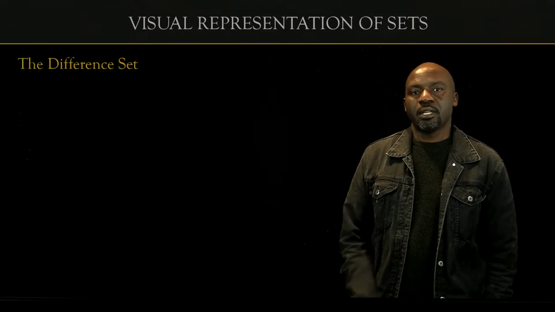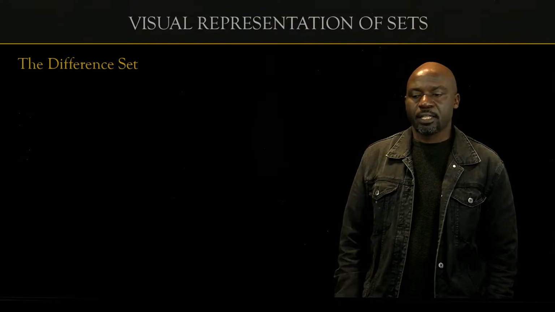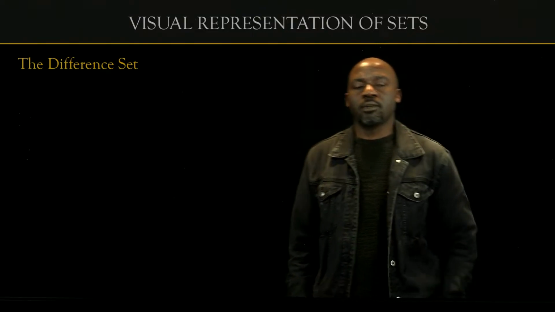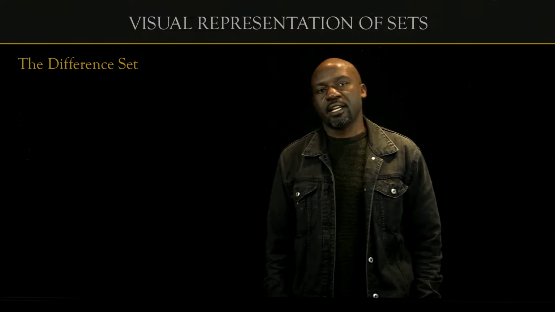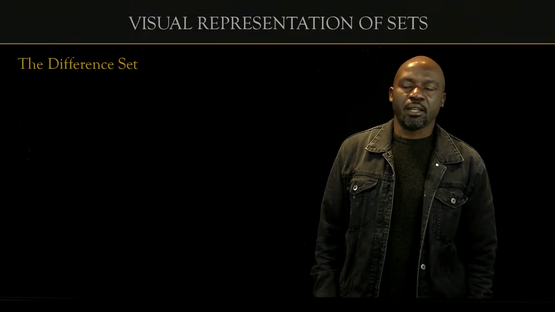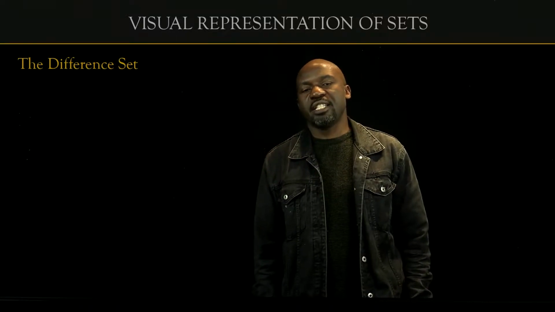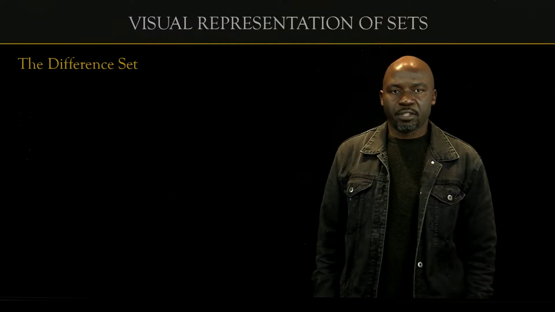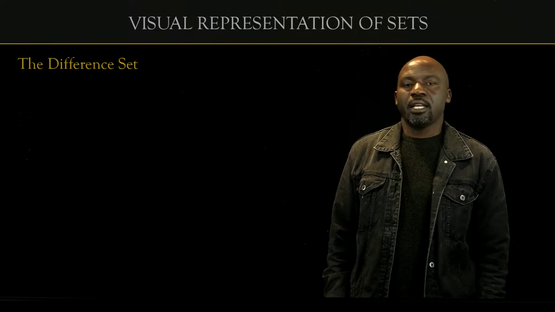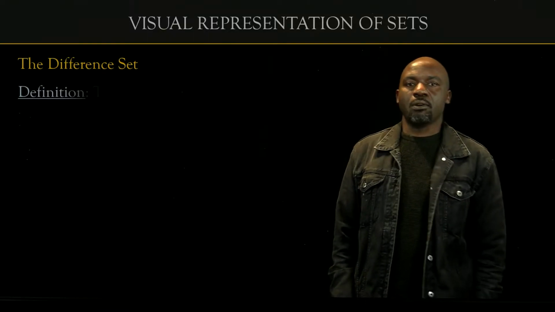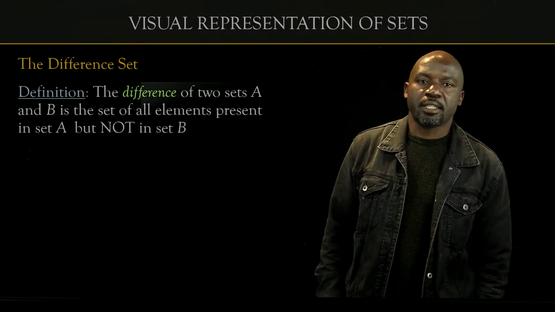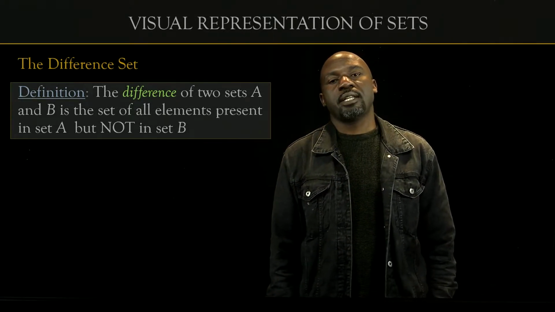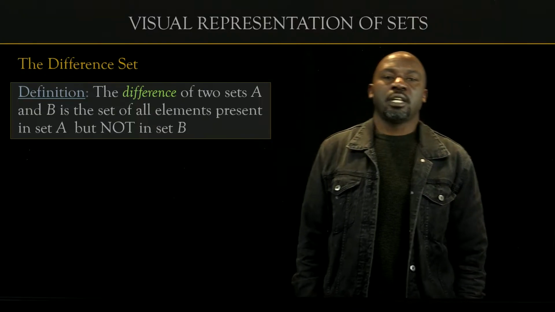Next, let's look at the difference of sets. Okay, this can sometimes confuse students. So what do we mean by the difference of sets? We can have the difference of set A and B, or the difference of set B and A. The difference of set A and B means A minus B, and the difference of set B and A is B minus A. So by definition, the difference of two sets A and B is the set of all elements that are present in A but not in B.